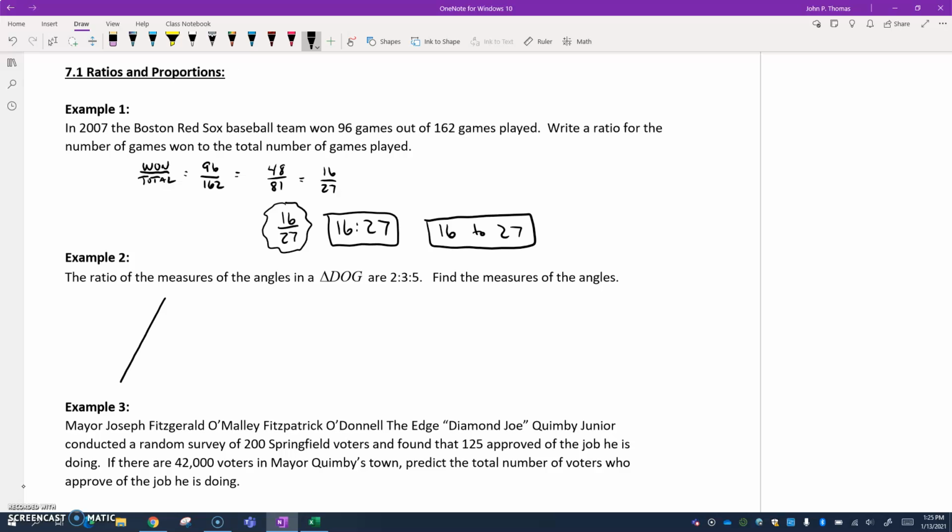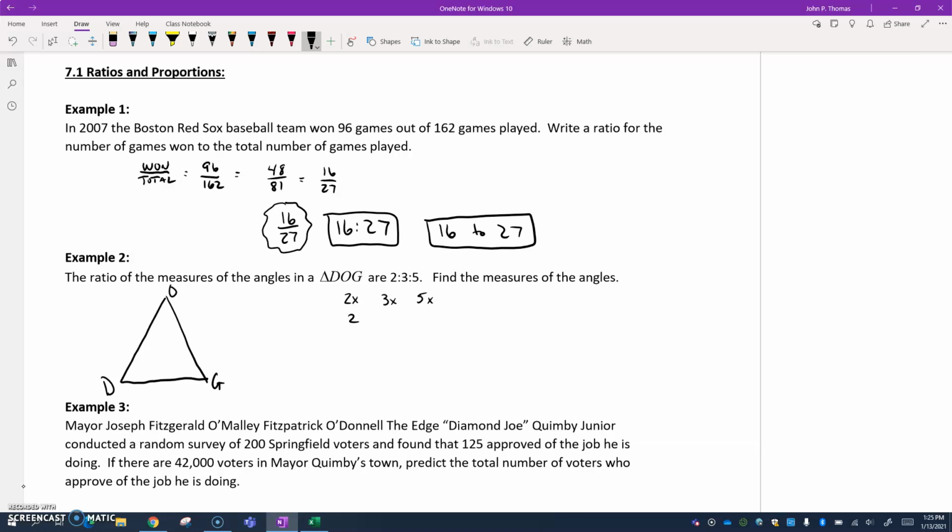So if we go ahead and draw a picture here, we've got DOG. We'll just draw ourselves a triangle. And when it's 2 to 3 to 5, that really means that whatever the angles are, the first angle is going to be a multiple of 2 of some number x. The second angle is going to be a multiple of 3. And then the third angle is going to be a multiple of 5. But they're going to share that common x value on each of them.